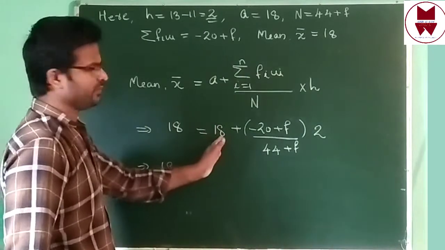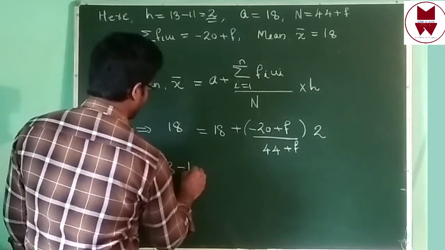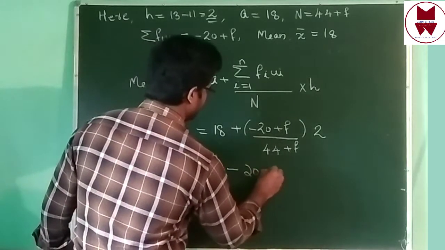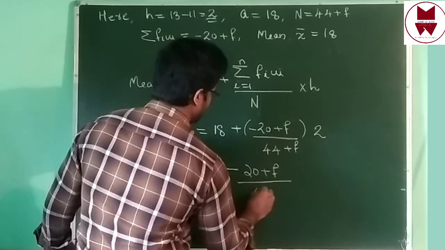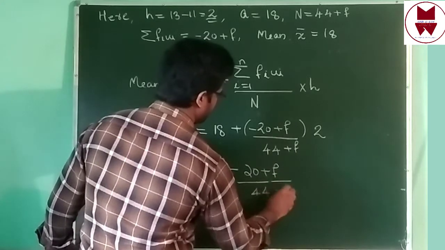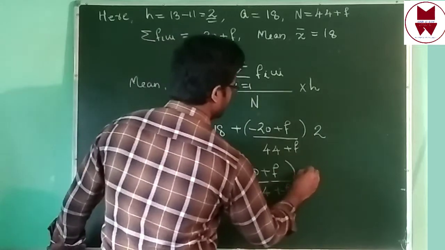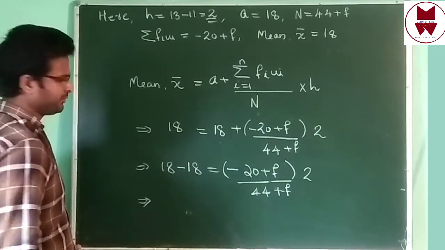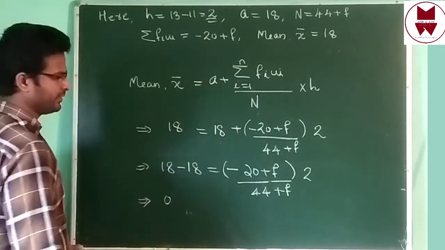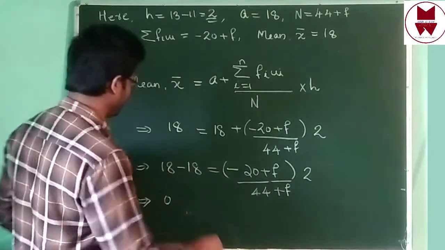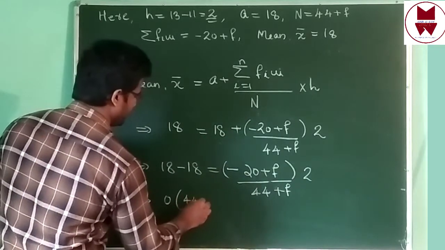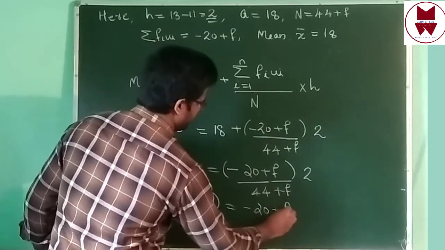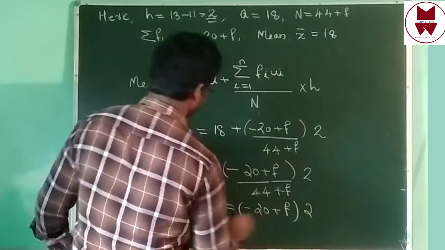This 18, first bring to the left side, that will be minus 18, equal to minus 20 plus f divided by 44 plus f into 2. 18 minus 18 will be 0. Then this denominator we bring to the left side, into 44 plus f, then remaining minus 20 plus f into 2.